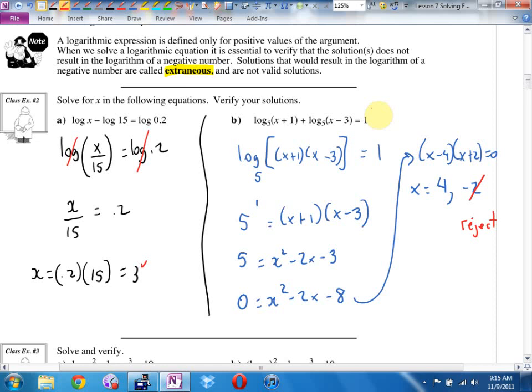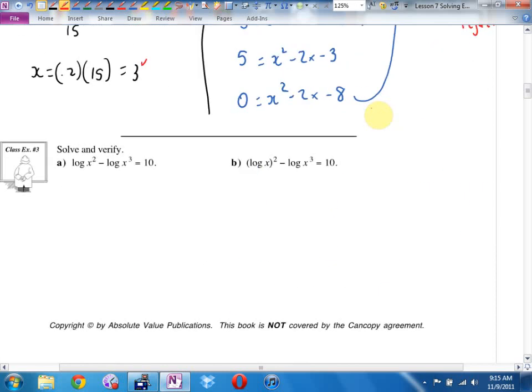Example 3. It says solve and verify. Well, I'm just going to check for extraneous solutions. I'm not going to do a complete verify. Okay. Log x squared minus log x cubed equals 10. First thing I want to do is write this as one term equals one term.